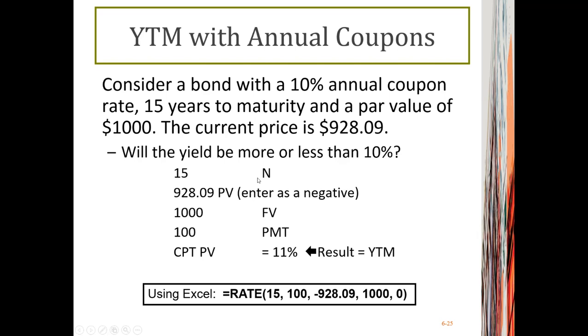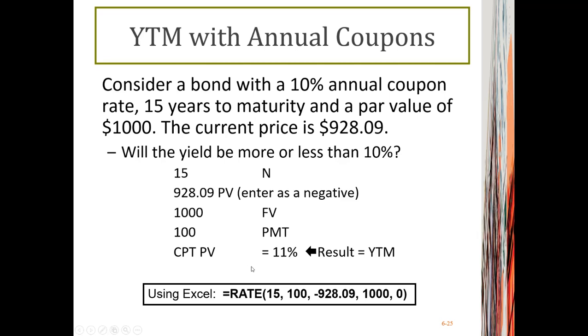So press N and enter 15. Press PV, then you enter $928.09. Then you press FV and put in 1,000, and for PMT put in 100. Then you compute IY. I'm sorry, here is a typo. You need to compute IY, and your calculator will show you results.